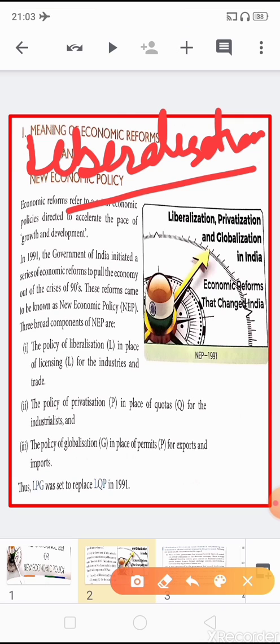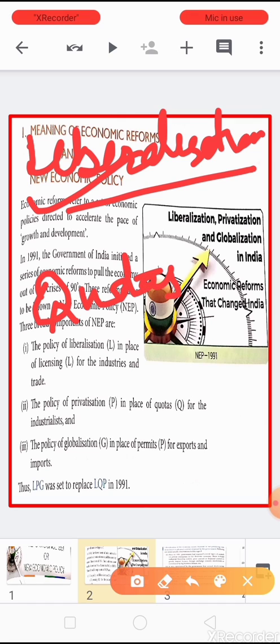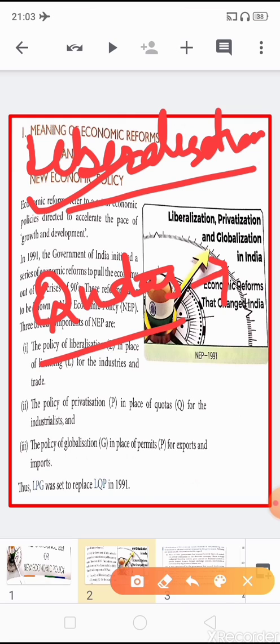So the licensing policy has been replaced by liberalization. Then the policy of privatization, that is P, is taken in place of quotas for the industrialist. Previously there were so many quotas, so many reserved for the industries. So therefore, these restrictions will be replaced by privatization.